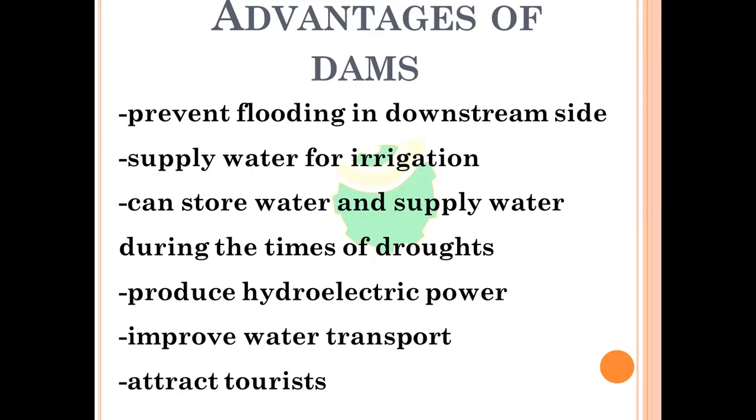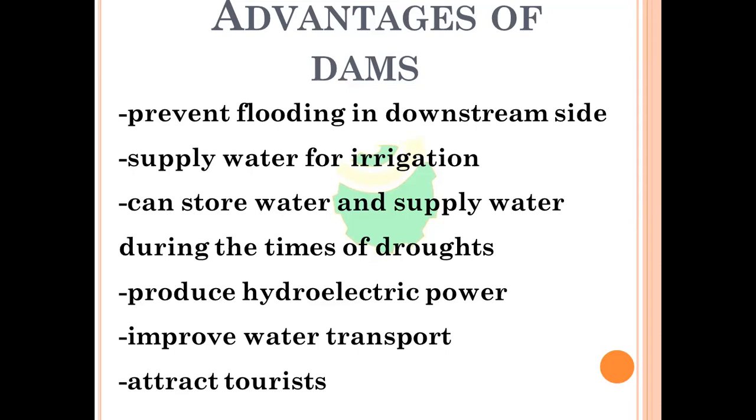Next, supply water for irrigation. That means the stored water in the reservoir is utilized for irrigation in Kharif, Rabi and summer seasons. It collects water in heavy flood seasons and later, in dry periods, it releases the water for irrigation. Also supply water for domestic uses. So we can store water and supply water during times of drought.